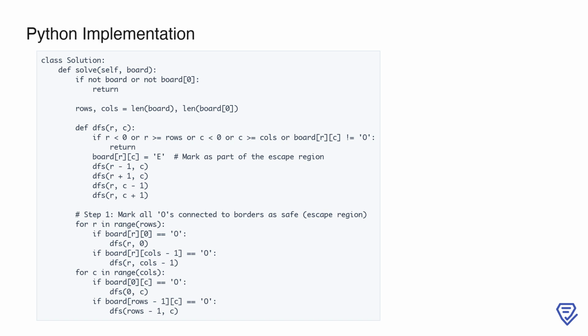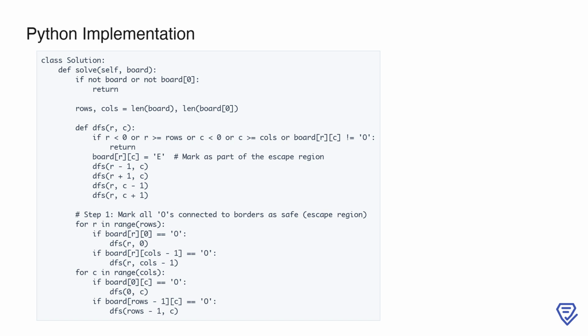We then define a helper function DFS, which stands for depth first search. This function takes a specific cell, represented by its row and column indices, and explores its neighbors recursively. If the current cell is out of bounds or doesn't contain the character O, we stop further exploration. Otherwise, we mark the cell as part of the escape region by changing its value to E, and continue the search in all four cardinal directions: up, down, left, and right.